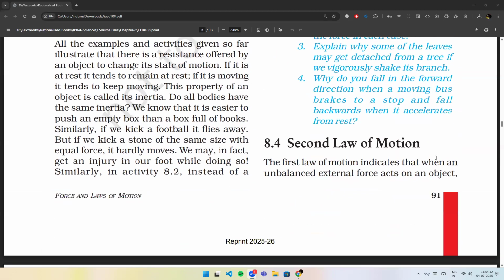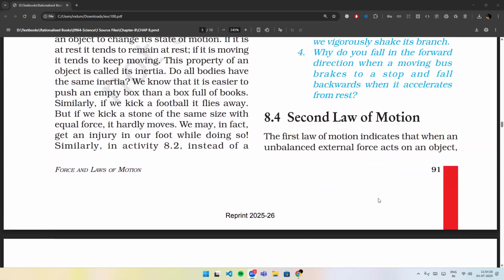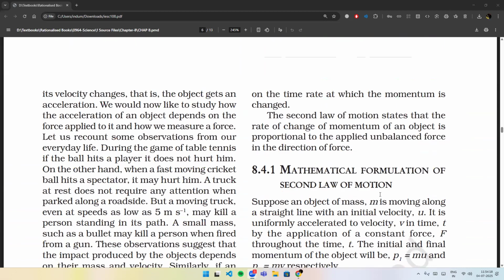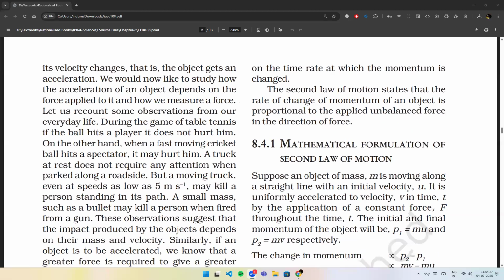Second law of motion. The first law of motion indicates that when an unbalanced external force acts on an object, its velocity changes. That is, the object gets an acceleration. We would now like to study how the acceleration of an object depends on the force applied to it and how we measure a force.